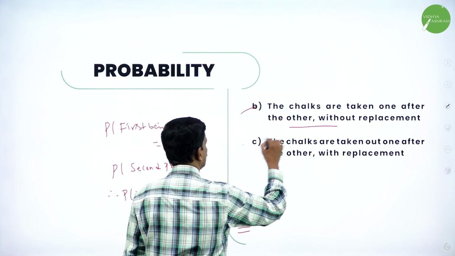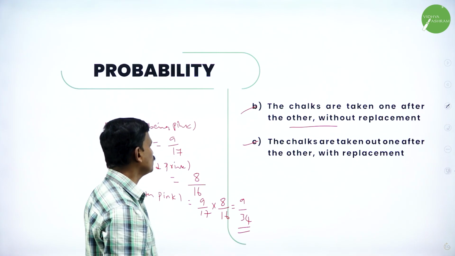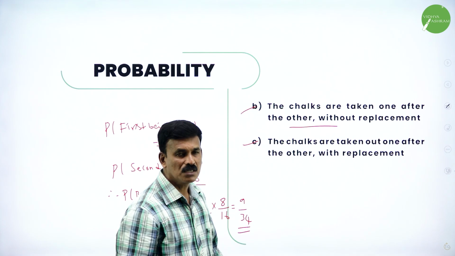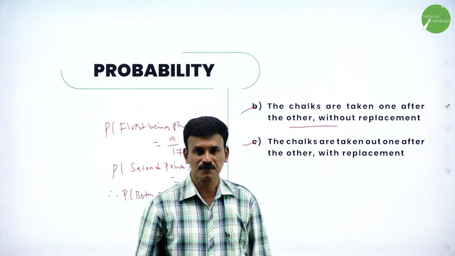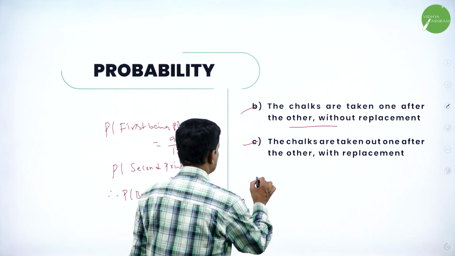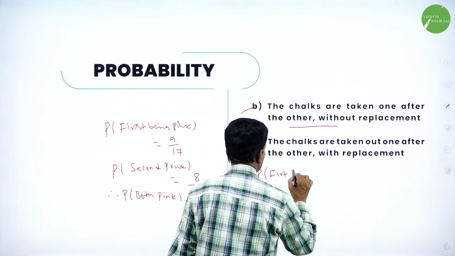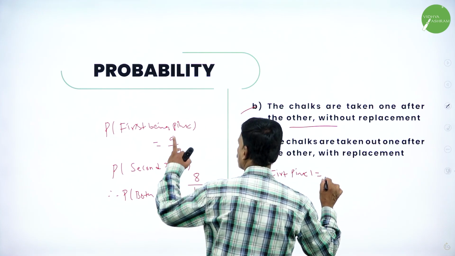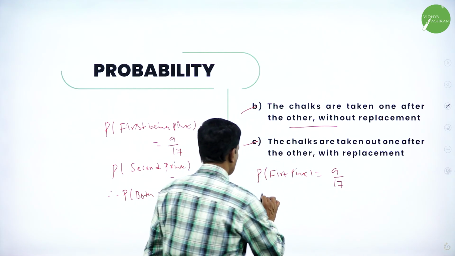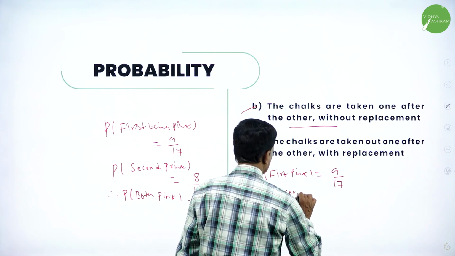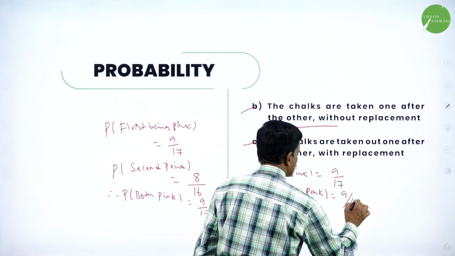Now move on to the third one. What is the third one? The chalks are taken out one after the other, the first one without replacement, and the second one with replacement. With replacement means, probability of first being pink is the same 9 by 17. Again after replacement you will get the same. So the probability of the second also being pink is nothing but 9 by 17.